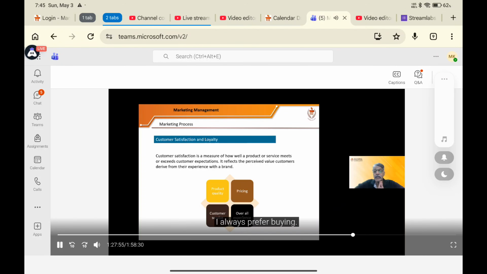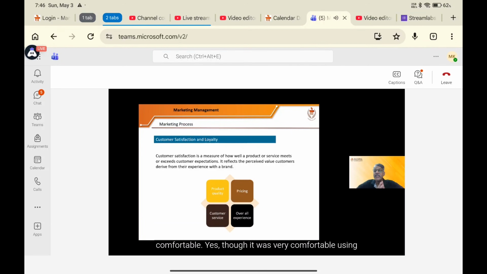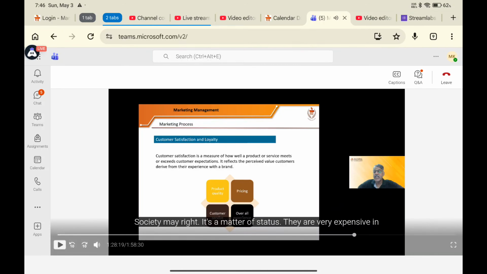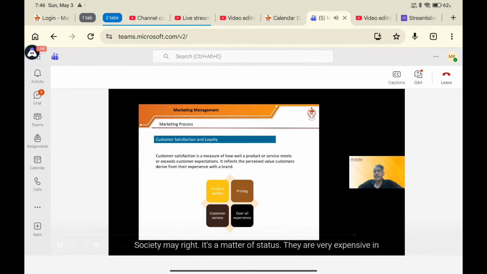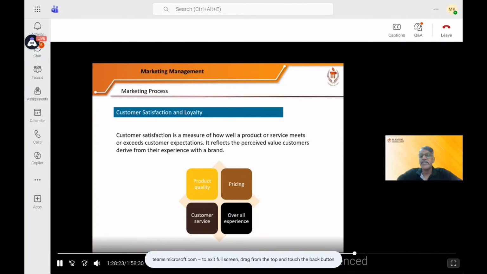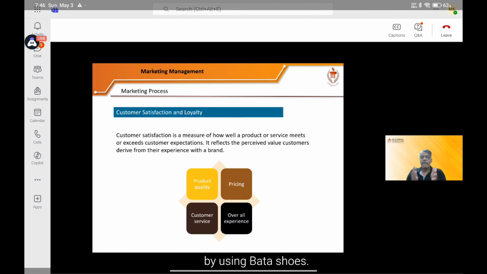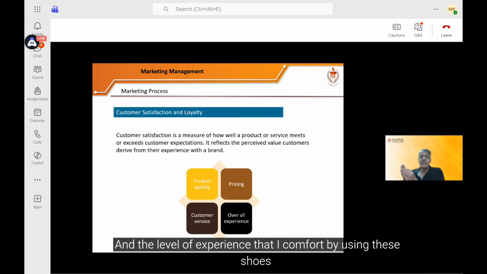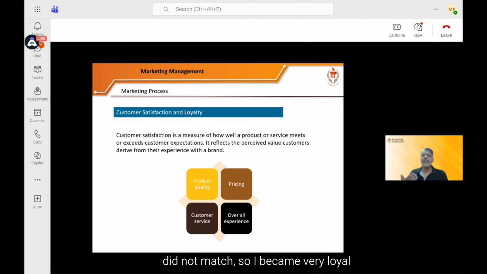I always prefer buying my shoes, chappals from Bata. It is not because they are economical. It is because they are comfortable for me. Once I purchased a Reebok shoe, but I was not comfortable. Using a Reebok shoe or an Adidas shoe is a matter of pride, a matter of status in society. They are very expensive in the market. But the level of comfort and experience which I had by using Bata shoes and these shoes did not match. So I became very loyal in buying only Bata shoes in the market.